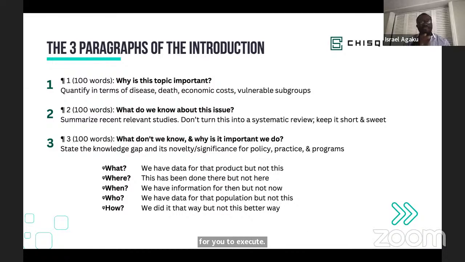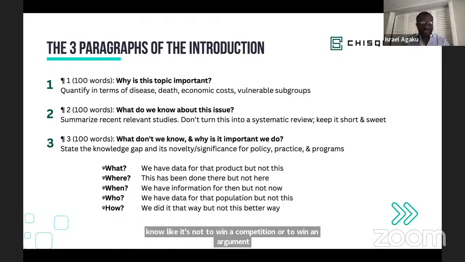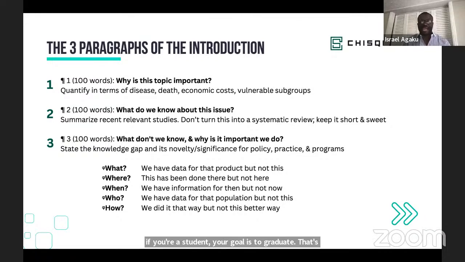But like I said, if that's your supervisor, your goal is not to start an intellectual fight, to win a competition or to win an argument. If you're a student, your goal is to graduate. That's your primary responsibility, right? And if your school says this is how they want things written, that they want the conclusion first, and then they want the methods next, and then whatever way they say, that's how you should do it. This is not the point to prove a point.